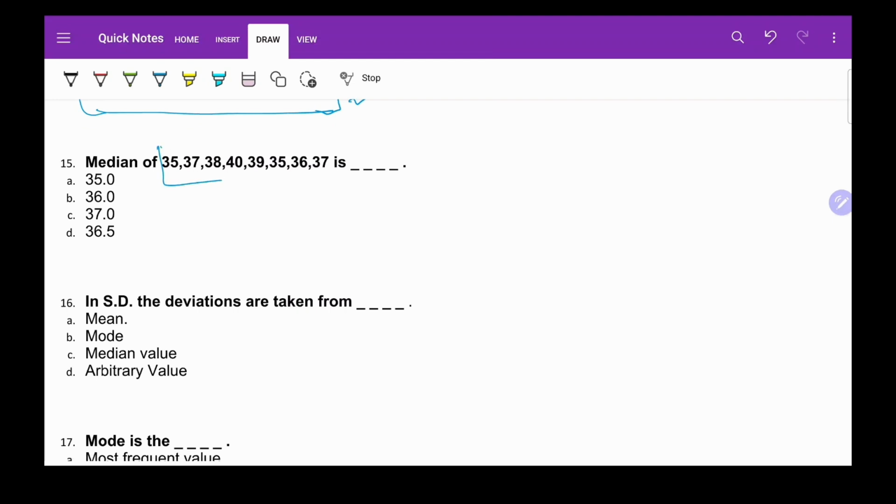Now median of, we have data given here and we have to find the median. First step to find the median is what? We have to arrange our data set in ascending order or descending order. So let's arrange this data set. 35, 36, 37, 38, 39, 40. Okay, first step is arrange your data set in ascending or descending order.